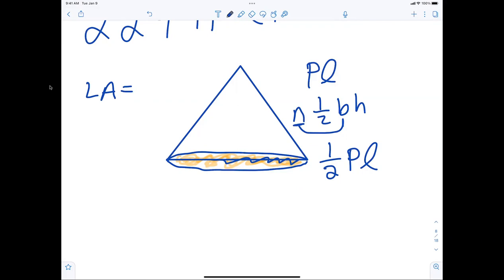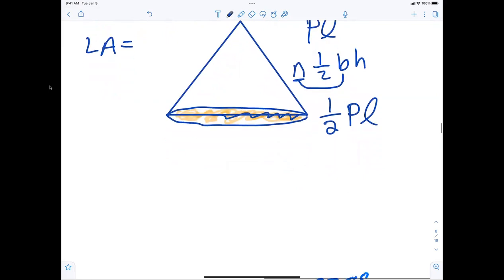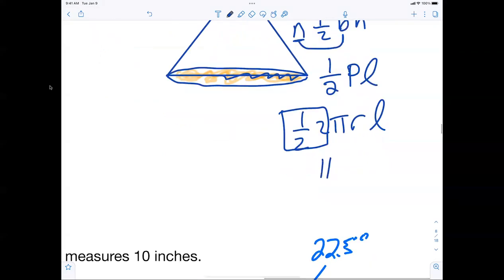Now we're going to convert that over to a cone. So what's the circumference of a cone? 2 pi r, right? So it's 1/2 times 2 pi r times what? Times the slant height. So this right here just becomes a what? Pi r l, right? That's the lateral area of a cone.